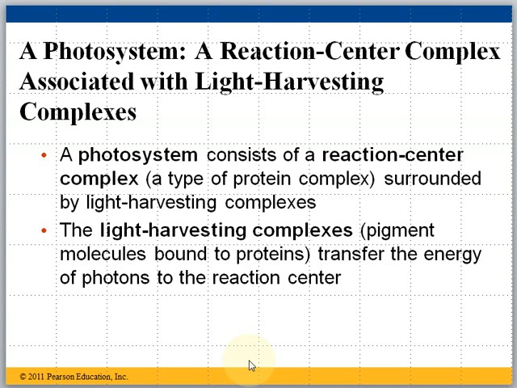So the photosystem consists of basically two parts. You've got the inner portion, which is called the reaction center, and it's a type of protein. It's in the middle. It's kind of like the bubble gum inside the Tootsie Roll or the peanut inside the peanut M&M. And then that's surrounded by a light harvesting complex. A light harvesting complex is the pigment molecules that we've been talking about bound up with some other proteins. They capture the energy from the light and transfer that energy into the middle to the reaction center complex.